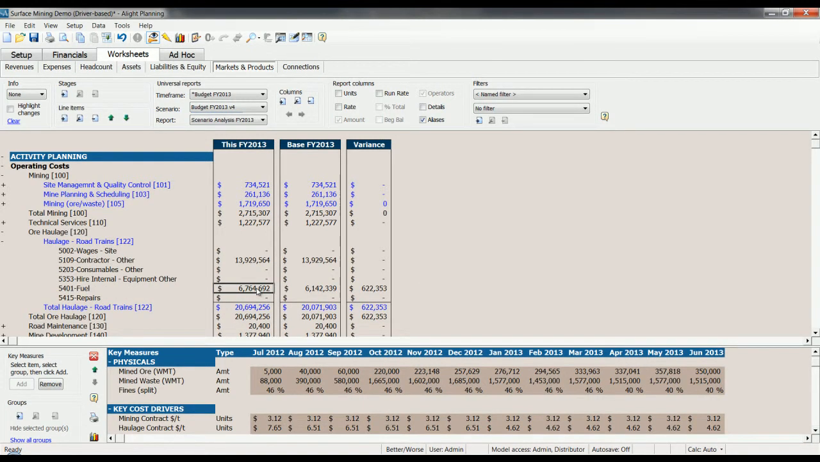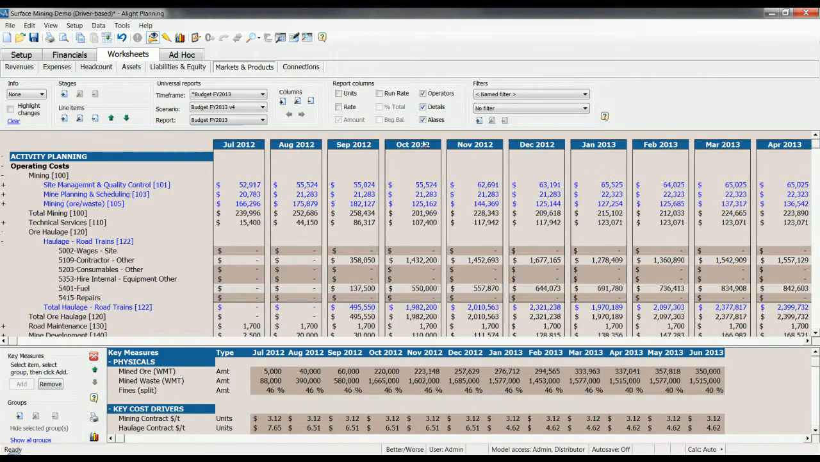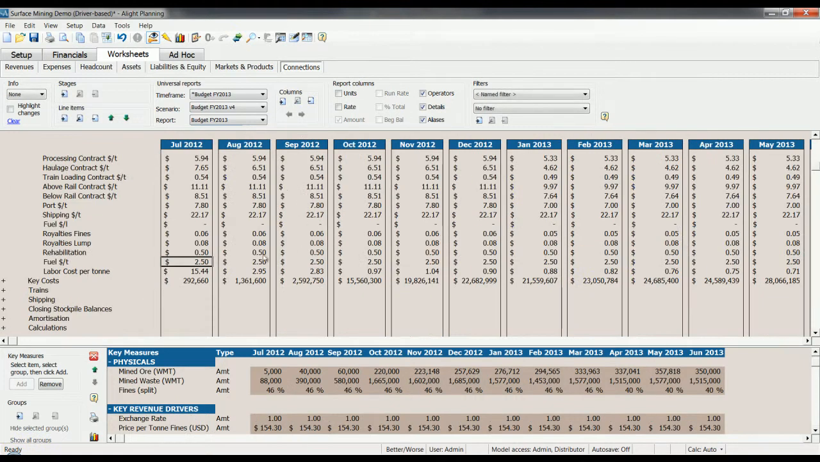As well as assumptions, you can also set up metrics in Alight to benchmark performance. If we change back to our budget here, show our details, the monthly detail. Let's go back over to the connections worksheet and look at this line item here, labor cost per ton. We can see that the labor cost per ton is pretty high at the start of the year, but trends downwards as the year goes on.